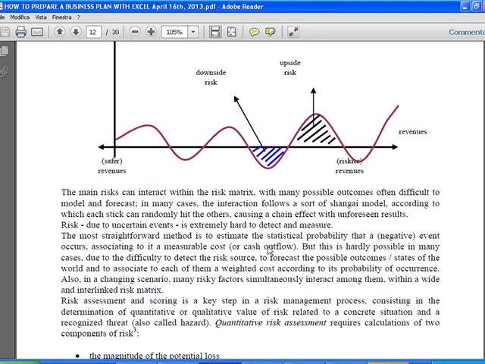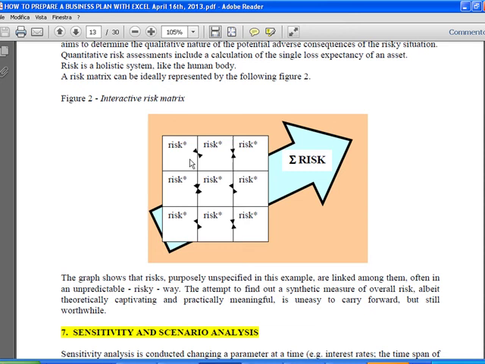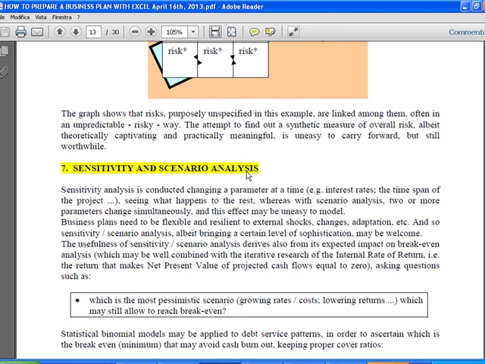We have a risk matrix. This is the interactive risk matrix. All different kinds of risks are going to interact. Let's make an example. Inflation risk is going to interact with interest rate risk or with country risk. This is also represented by typical macroeconomic variables. Purchasing power parity is just an example. But risk is going to interact also with income statement projections of revenues and costs, and with cash flow analysis. Then we can have either sensitivity or scenario analysis. If we just change one possible variable, we are going to have sensitivity analysis.